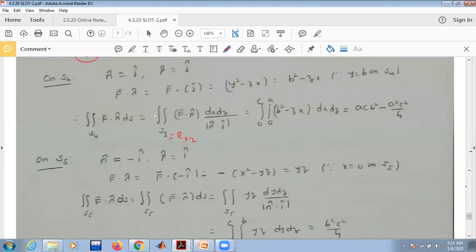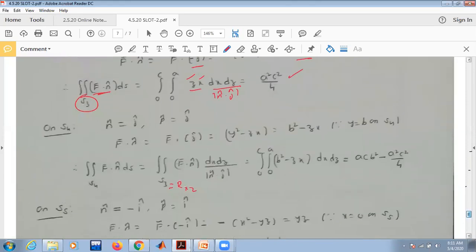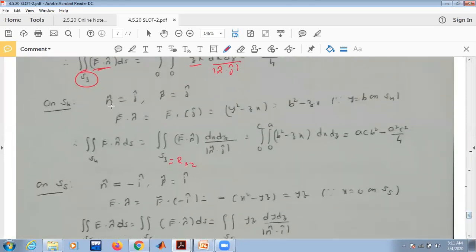So again, f bar dot n bar. Outward normal vector is j bar. For S4, outward normal vector is j bar. F bar dot n bar is y square minus zx. And what is the y value on S4? Y value on S4 is b, because the surface equation is y equal to b. I substitute y equal to b here, b square minus zx. ds is dx dz by modulus of n bar dot j bar. This is 1. And x varies from 0 to a, z varies from 0 to c.